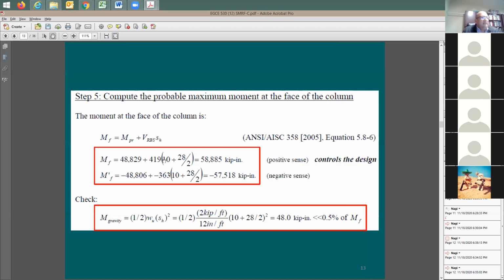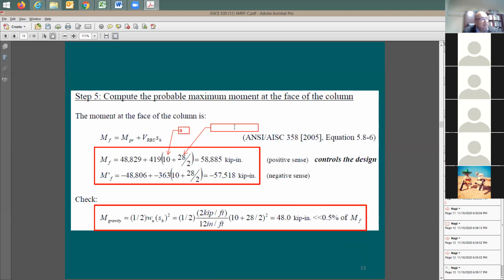So I'd like to figure out what this 10 inches is. Anyone recall the 10 inch? Where does this come from? Yes? It's going to be a distance, right? A, right? What is 28? B.